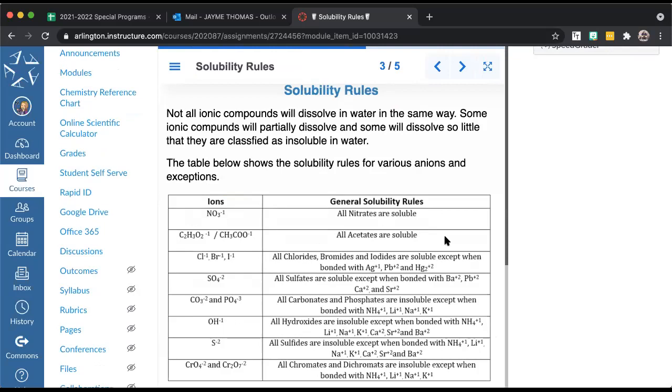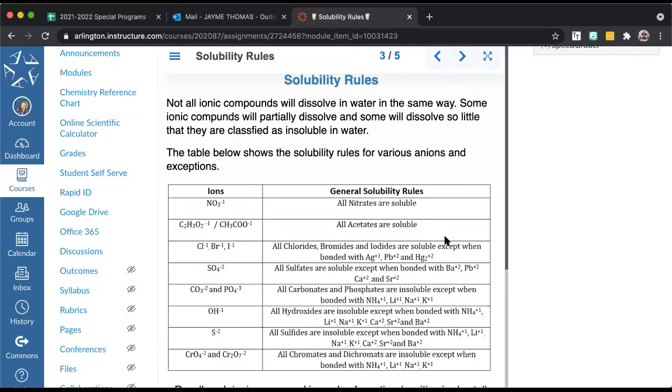I already mentioned this at the beginning, but like everything, the rules aren't 100% true. Not all ionic compounds dissolve in water the same way. Some of them partially dissolve. Some of them dissolve so little that we call them insoluble, because they don't dissolve enough for us to say that it's a solution.